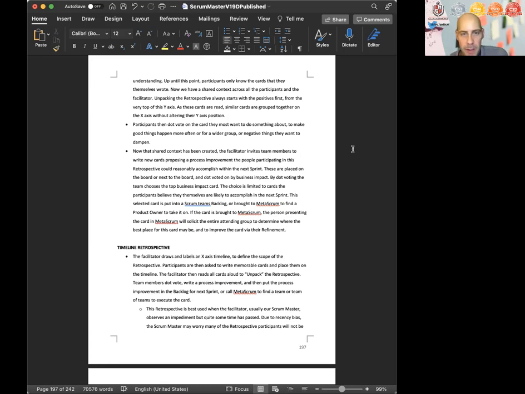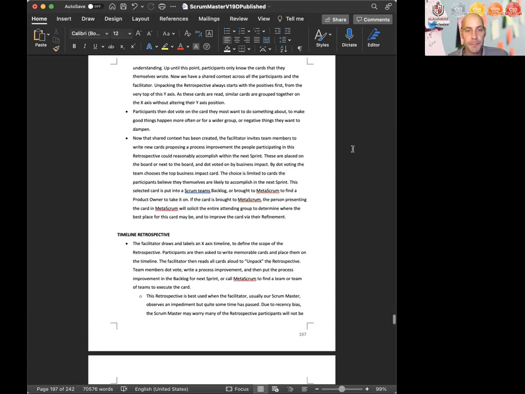This selected card is put into a Scrum team's backlog or brought to Metascrum to find a product owner to take it on. If the card is brought to Metascrum, the person presenting the card in Metascrum will solicit the entire attending group to determine where the best place for this card may be and to improve the card via their refinement.